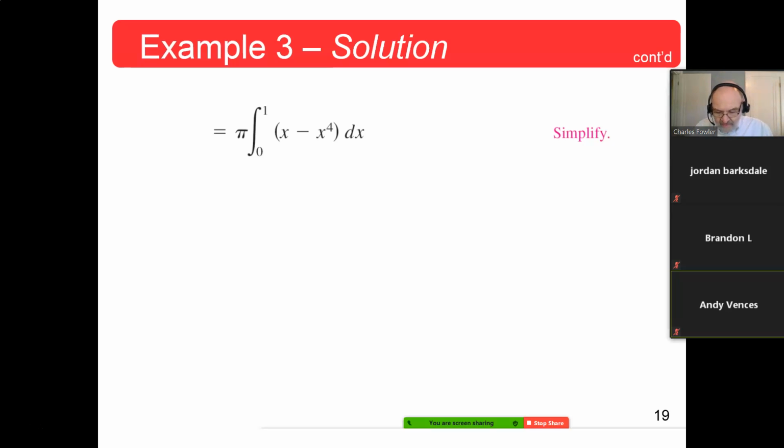Okay. What is the antiderivative of x? Please say you know it. X squared over 2. Perfect. X squared over 2 minus the antiderivative of x to the fourth.